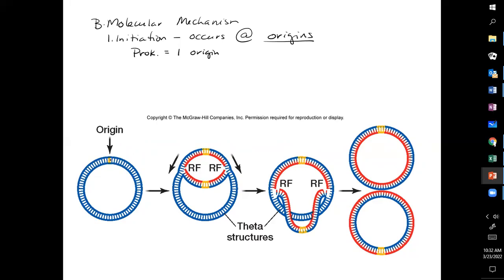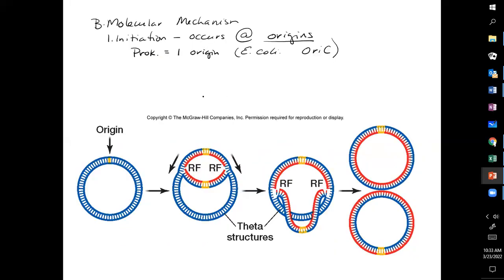So here's the origin depicted here in yellow. In E. coli, it has a specific name. It is called ORI-C. So the origin in E. coli is named ORI-C. And what we'll see is what is located in this origin. The thing that makes this origin is that it has AT-rich regions.